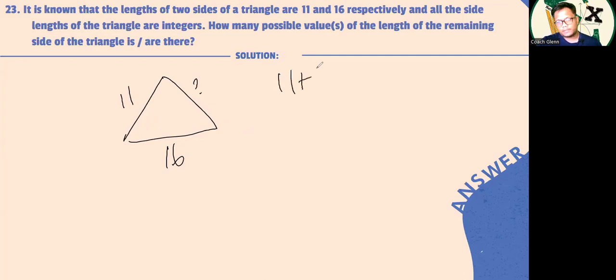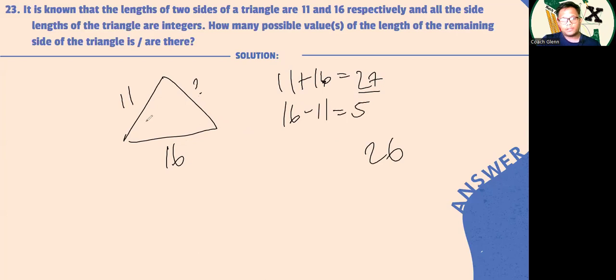So 11 plus 16 is equal to 27. So that means the largest possible value here is 26, okay? Again, the sum of the two should always be larger than the third side. So that means your largest possible value is 26. And then for the smallest possible value, all you need to do is 16 minus 11, which is equal to 5. So the difference should also be smaller than the third side. So that means the smallest possible is 6. So we have side lengths of 6 to 26.